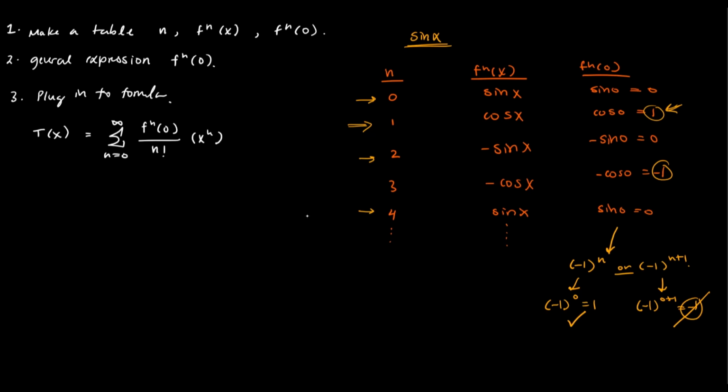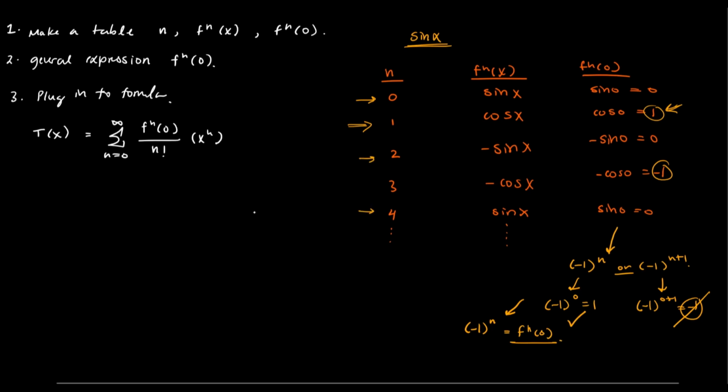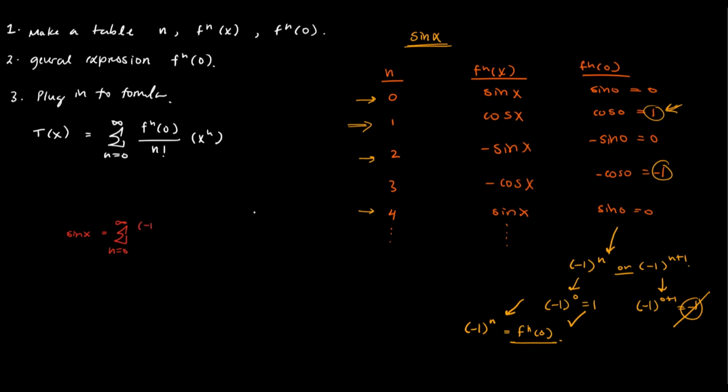And again, we have nothing else really going on here. We just have alternating positive and negative 1s. So this is really just going to be negative 1 to the n is our general expression for the nth derivative at 0. So now we're ready to plug it into our general formula. So we can say sine x is going to be equal to the sum from n equals 0 to infinity of negative 1 to the n, because that was our nth derivative at 0, divided by n factorial times x to the n.